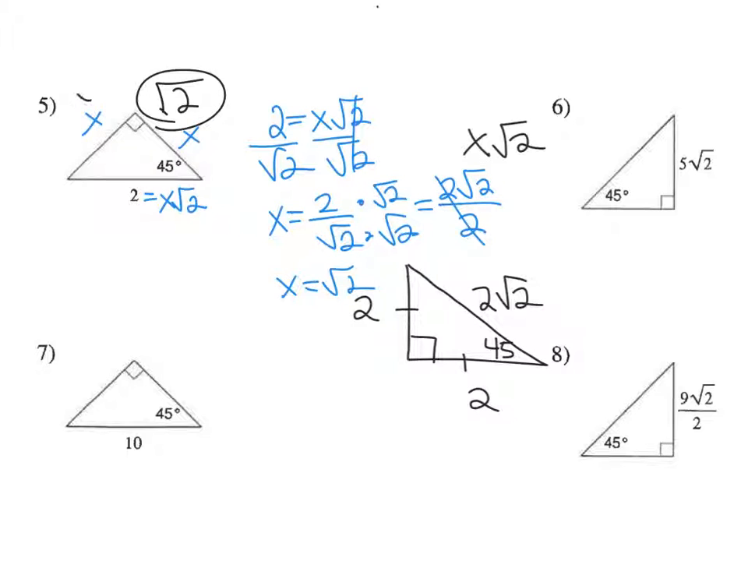You are to complete the rest of these on your own. Check the answers, and that concludes your notes for the 30, 60, 90 triangles and the 45, 45, 90 triangles. So right now, pause, and then unpause, and all the answers will be there.